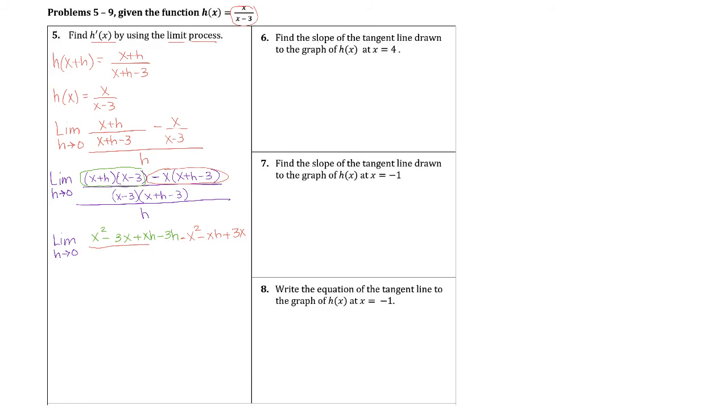And I'm far too lazy at the moment to do anything with this denominator. I would only multiply out the numerator, because I think stuff will cancel. I doubt a lot of stuff's going to cancel in that denominator. Now it might, but I doubt it. And that's all over h.